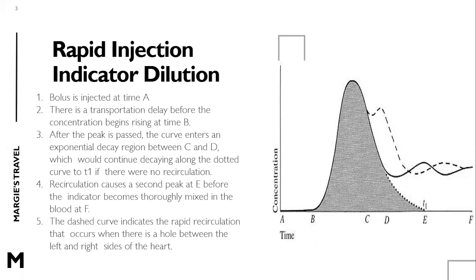Recirculation causes a second peak at E before the indicator becomes truly mixed in the blood at F. The dashed curve indicates the rapid circulation that occurs when there is a hole between the left and the right side of the heart.